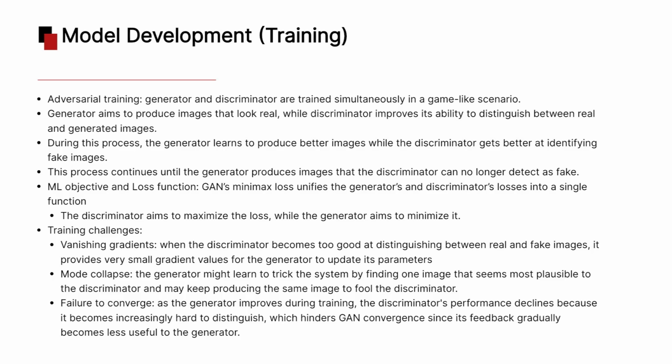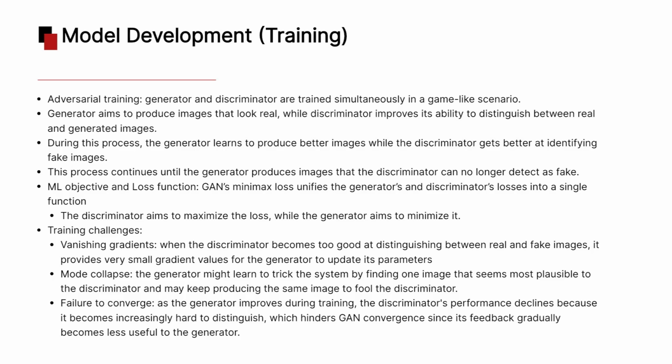The core learning objective is the GAN minimax loss. Generator: minimize the loss, make fakes indistinguishable from real. Discriminator: maximize the loss, detect fakes as accurately as possible. This tug-of-war drives both networks to improve together.